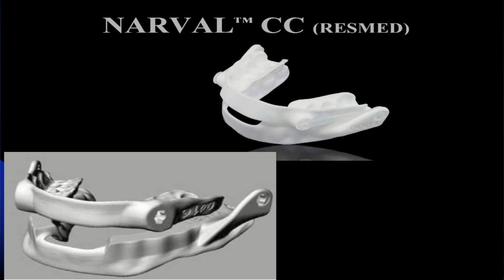Now, I would not use these for somebody who's got moderate to severe OSA because these are not that effective. If I get to somebody needing more effectiveness, like somebody with more severe apnea, I'll go to a TAP.